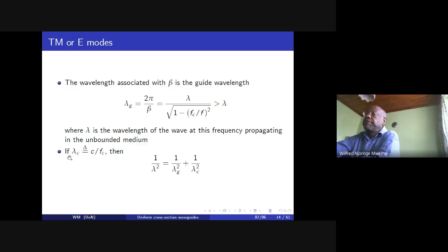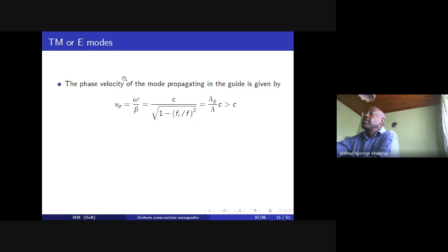So if we define lambda c as c divided by Fc, then we can see that they will be related, that the wavelength in the unbounded medium, 1 over lambda squared, is equal to 1 over the guide wavelength squared plus 1 over the cutoff wavelength lambda c squared. The phase velocity of the mode propagating in the guide is given by Vp equal to omega by beta, and we see it's c divided by root 1 minus Fc over f all squared.